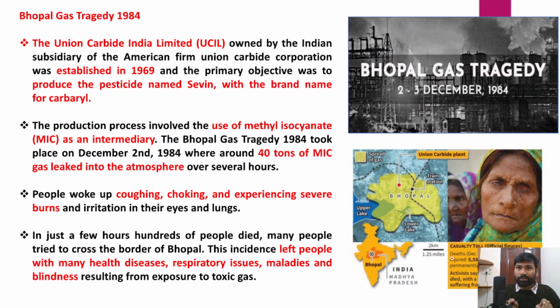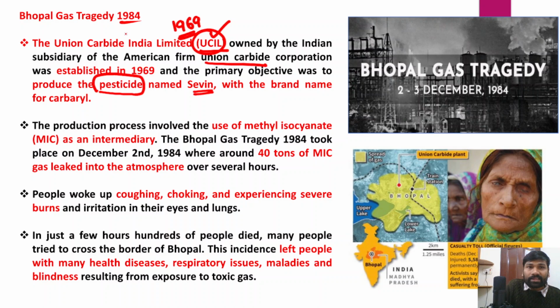So I'll try to briefly explain what has happened in this Bhopal gas tragedy of 1984. Initially we have just discussed that this Bhopal gas tragedy happened in a pesticide manufacturing plant, that is Union Carbide India Limited. This Union Carbide India Limited is owned by an Indian subsidiary of the American firm Union Carbide Corporation, and it was established in the year 1969 in Bhopal, Madhya Pradesh. However, what is the primary objective of Union Carbide India Limited? The primary objective is to produce pesticide.